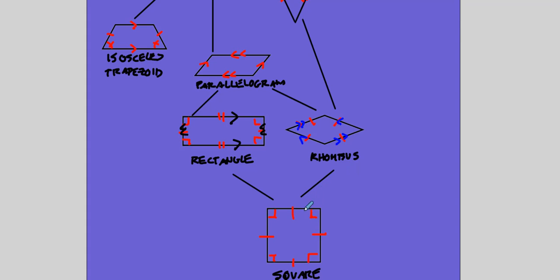And finally, below the rectangle and rhombus, you have the square. So a square is a rhombus because it has four equal sides, and it's a rectangle because it has four right angles and opposite sides are congruent. But it also turns out that in a square, opposite sides are parallel as well.